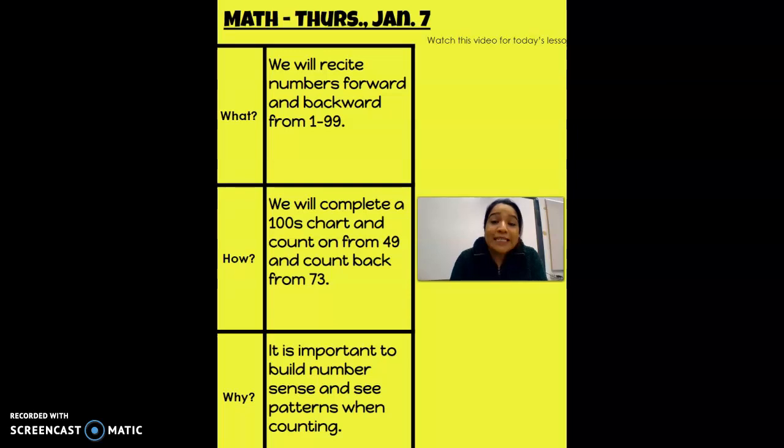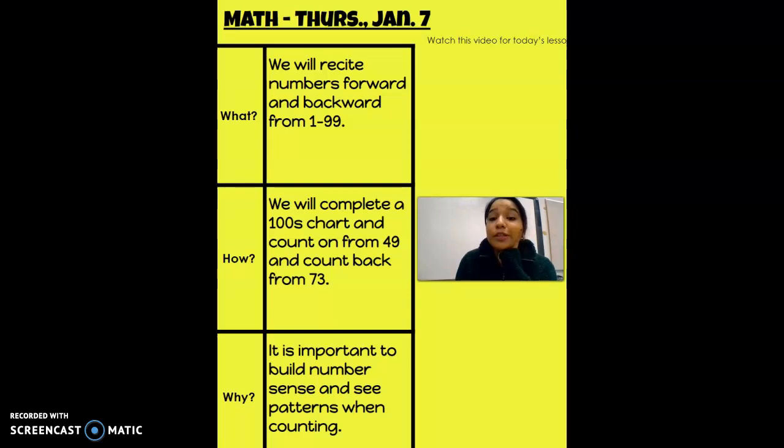What we're going to be doing today in math is we will recite numbers forward and backwards from 1 to 99. How we will do this is we will complete a hundreds chart and count on from the number 49 and count back from the number 73. This is important so we can build number sense and we're able to see patterns when counting.